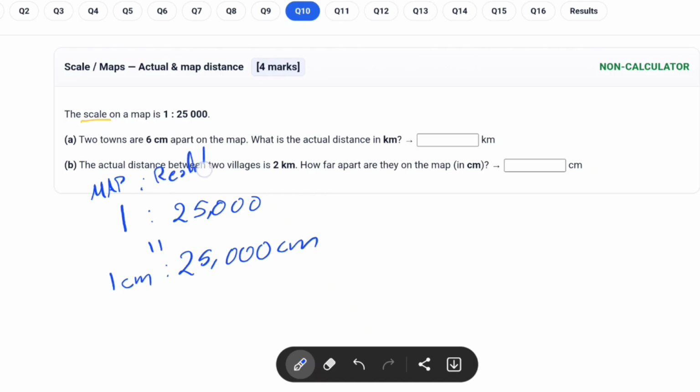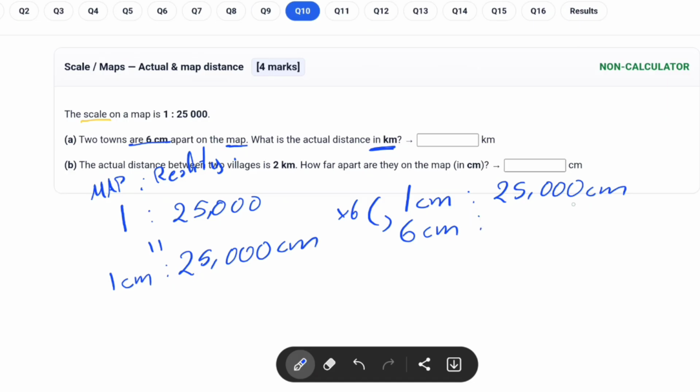For question number 10a, it says 6 centimeters apart the two towns, but that's on the map. So you're gonna write down that under the 1. If I do 2 columns, I'm gonna be writing the 6 under the 1. And because I can only multiply or divide, how many 1s goes into 6? That's basically the question in here. That's gonna be 6 times by 6. And on the other side, I also gonna be timing by 6.